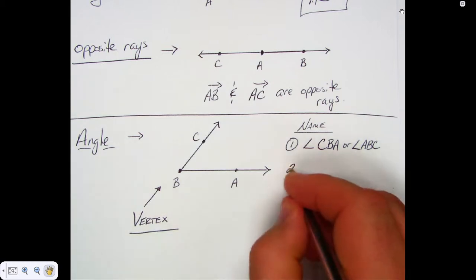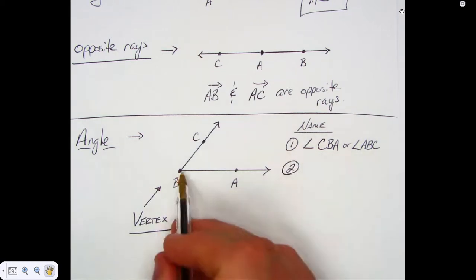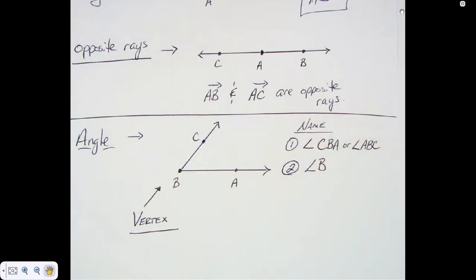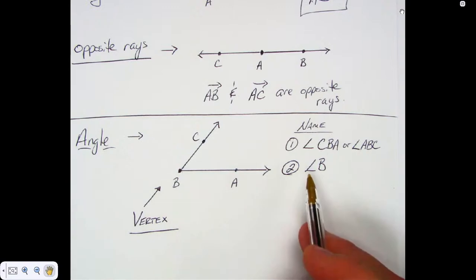With that in mind, because there's only one angle at this vertex, I could also name this angle B. This won't work every time though, and I'll show you an example here in just a second. But when there's only one angle at a vertex, you can just name it by its vertex, angle B.